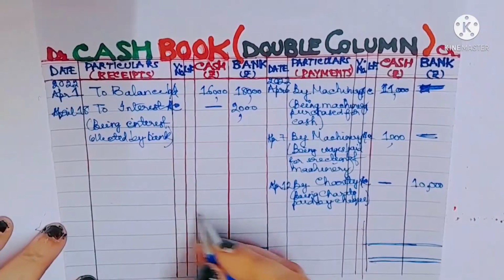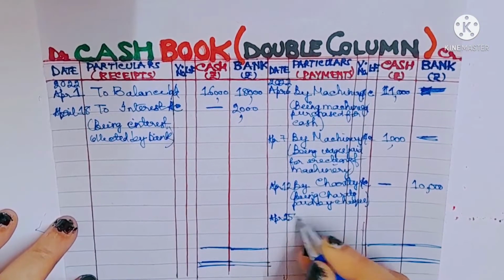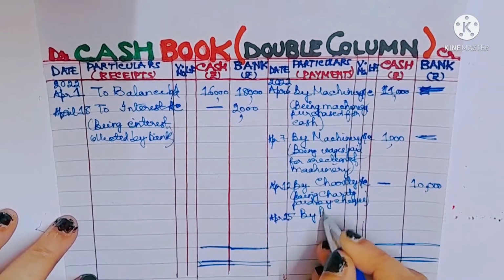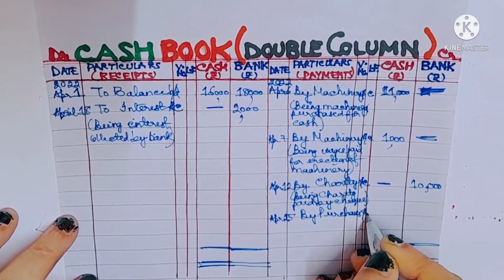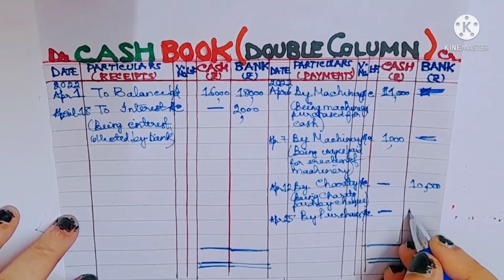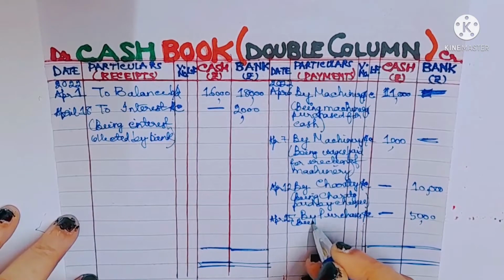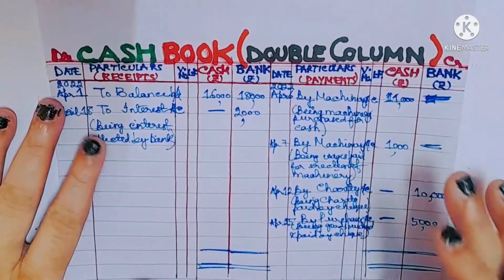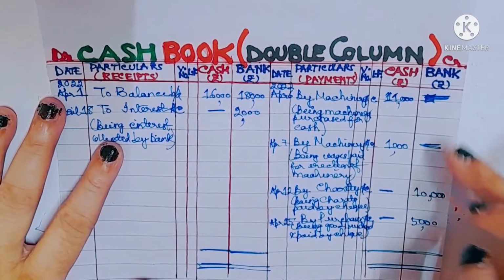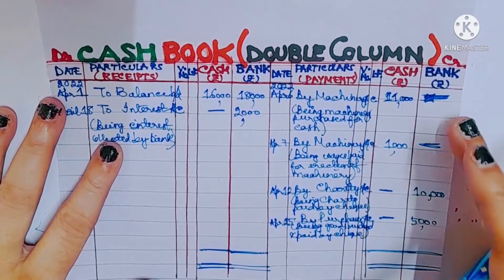So let's write on 25th April, by purchases account, how much? In the bank column 5000, paid by check, being goods purchase and paid by check. Okay, and moreover, since bank column represents bank account, it comes under personal account.